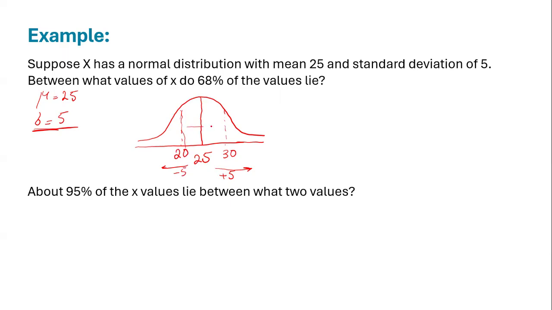And the empirical rule tells me that 68% of data are within one standard deviation. That means in this example, 68% of data are within 20 to 30, because one standard deviation away from the mean means 20 to 30.